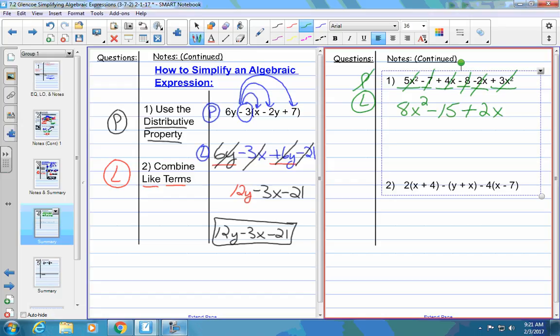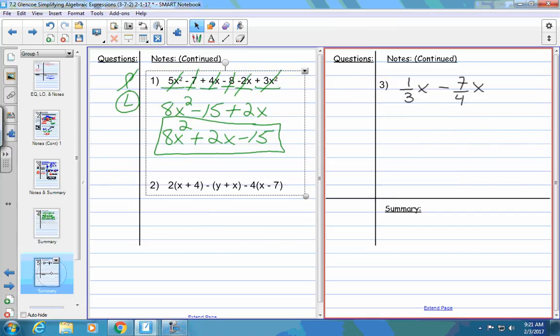Now I am going to teach you one more thing here. Whenever we have a constant, the constant should always be written last. So I'm going to switch the spot of the -15 and 2x. And we always write our higher exponents first. So I'm just going to rearrange our simplified answer. So we actually call this in math standard form.